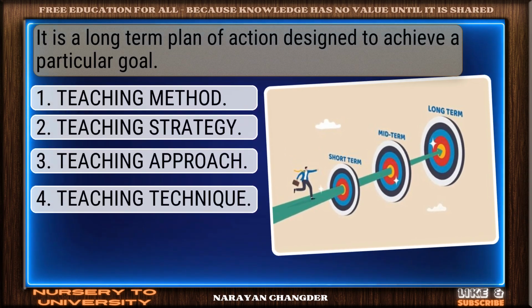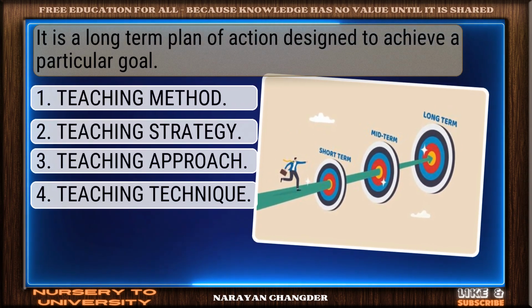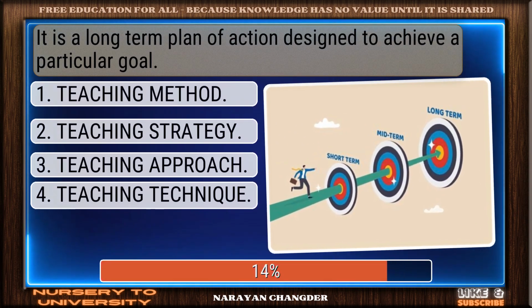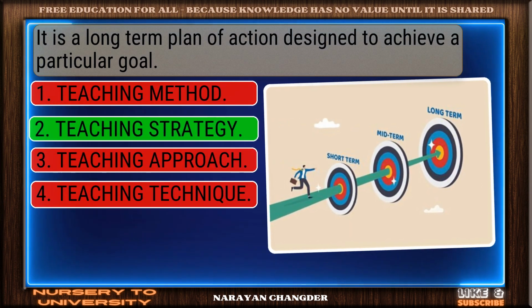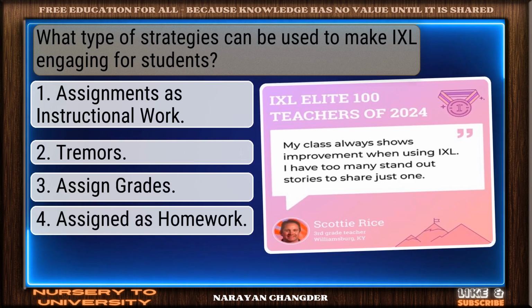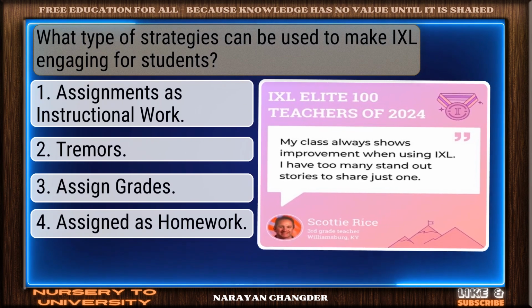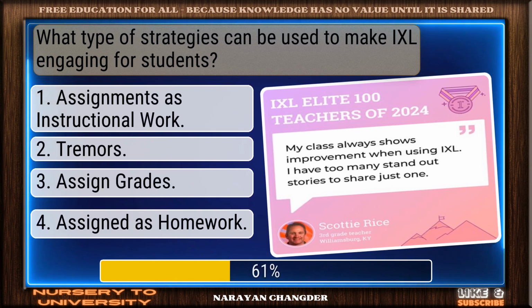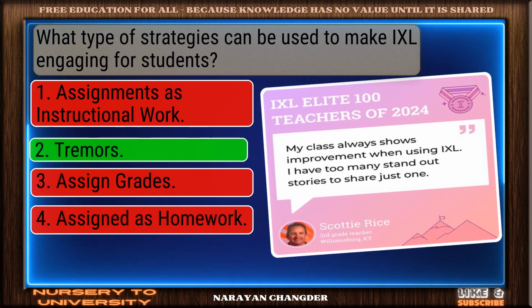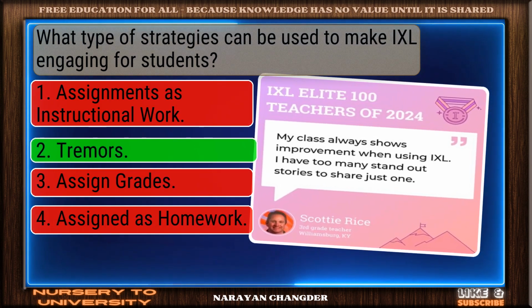It is a long-term plan of action designed to achieve a particular goal. Smart pick. Teaching strategy is the correct choice. What type of strategies can be used to make Excel engaging for students? Excellent choice. Tremors is the right answer.